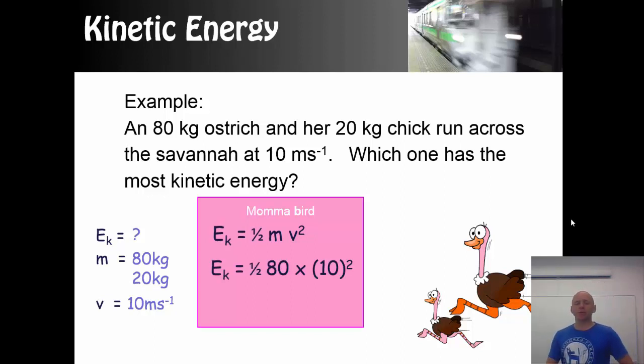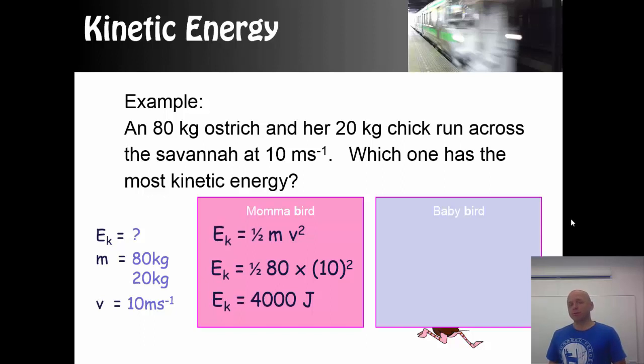Put in our numbers. EK equals 1/2 times 80 times 10 squared. 10 squared is 100, and half of 80 is 40. So 40 times 100 is 4,000 joules. So the mother bird has a kinetic energy of 4,000 joules.